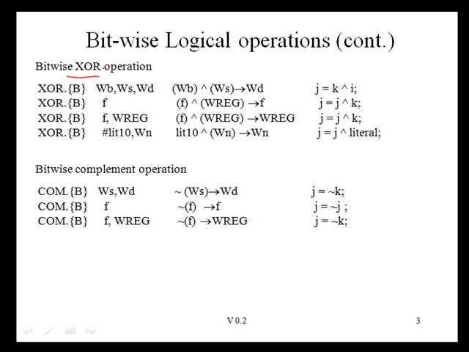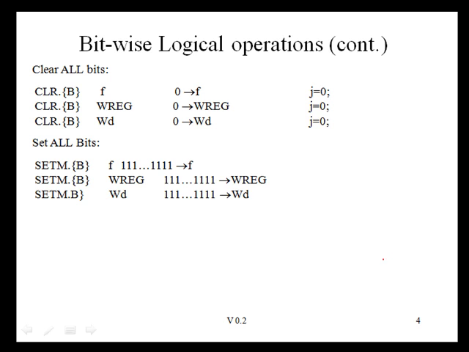A bitwise exclusive OR operation of two variables K and I is written in the C language as K caret symbol I. These bitwise exclusive OR instructions use the same addressing modes as the bitwise AND and inclusive OR operations on the previous slide. A bitwise complement operation of a variable K is written in the C language as tilde K. These addressing modes for the bitwise complement instructions are the same addressing modes as used for the increment and decrement operations discussed in the previous chapter.